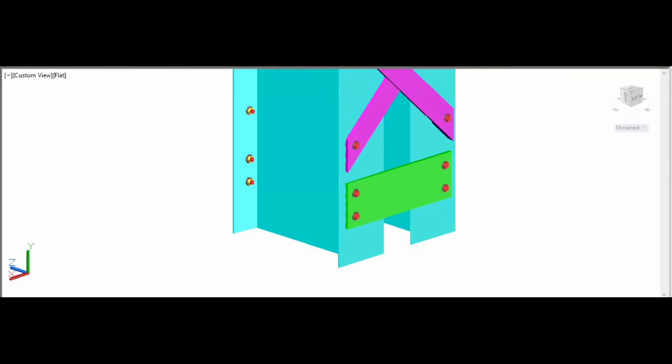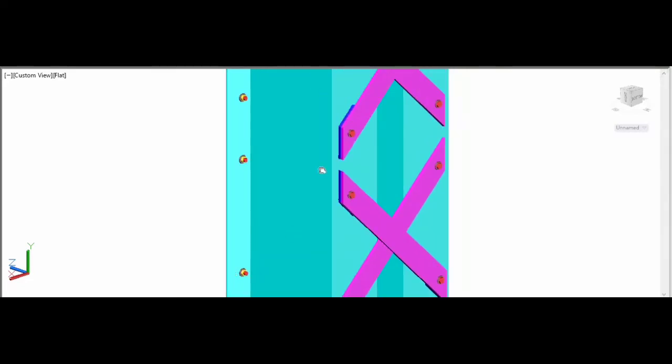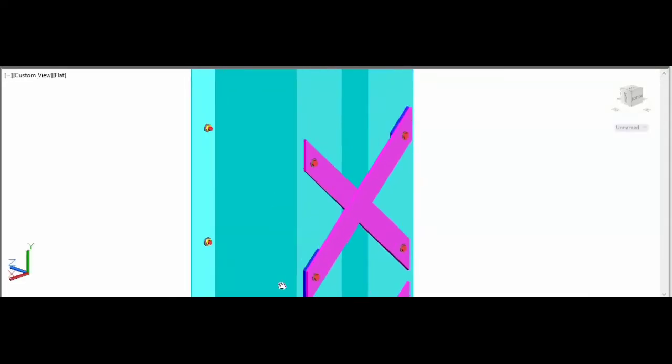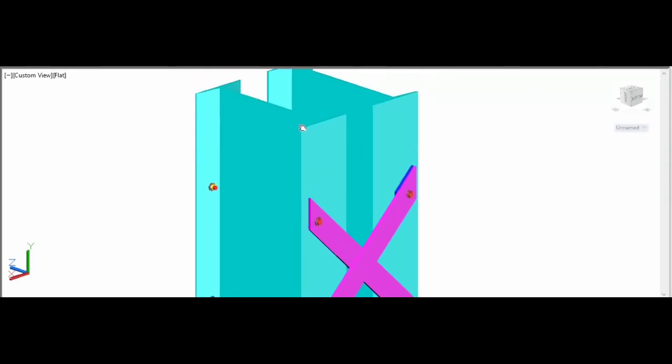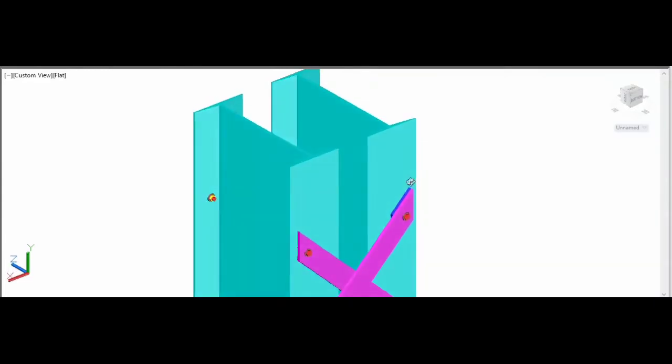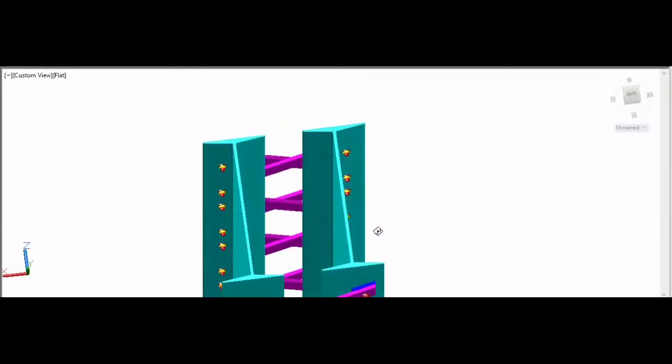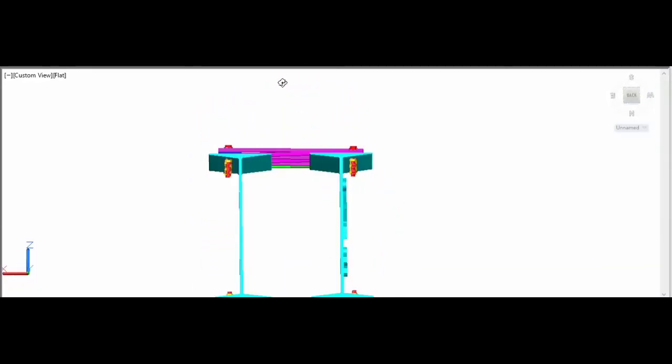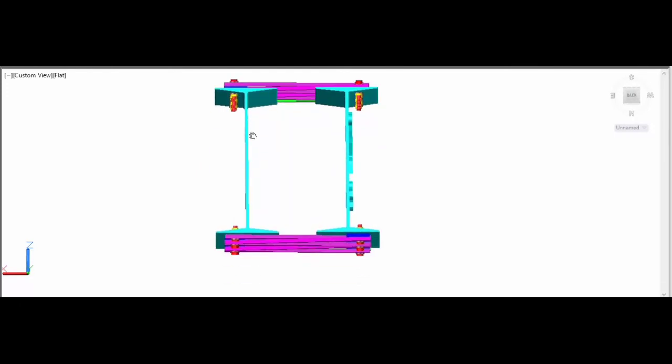The same type could be provided just below the roofing at the top. If this is the bottommost level of the roof truss, you can also have a tie plate here. This is the 3D model of two I sections joined together. This is the isometric top view.